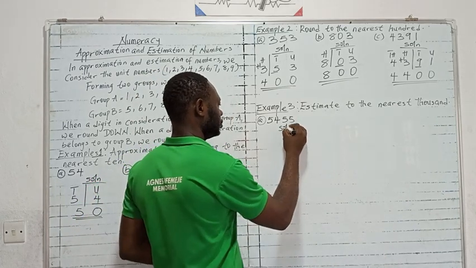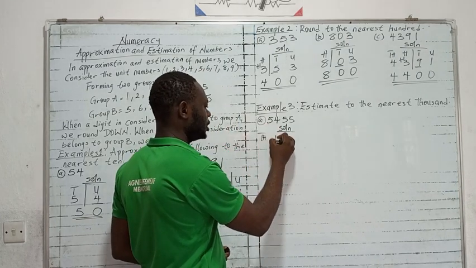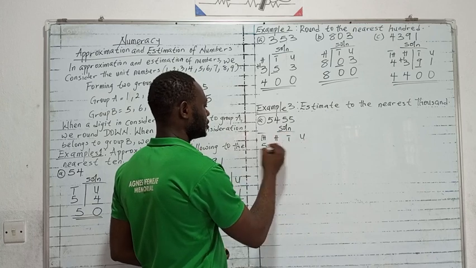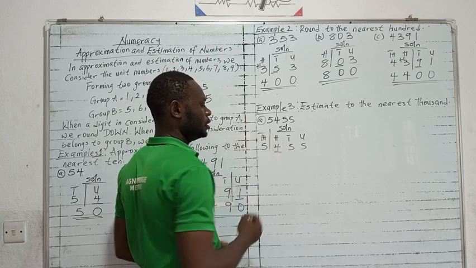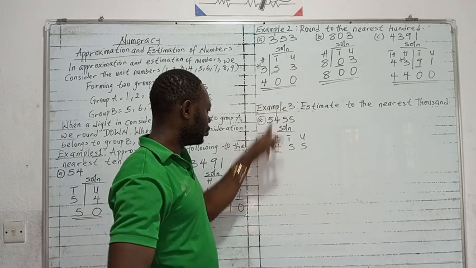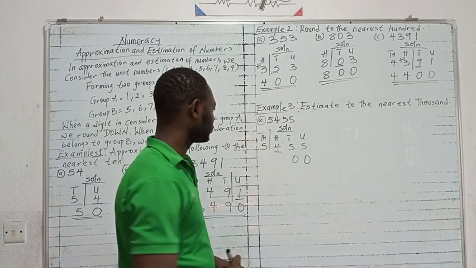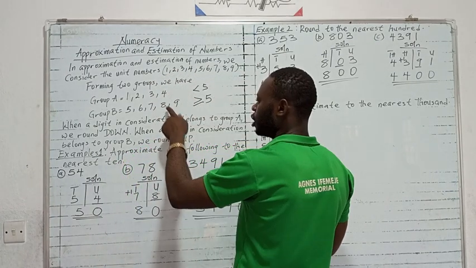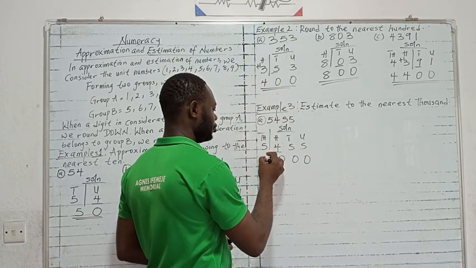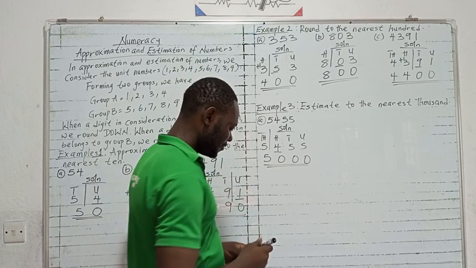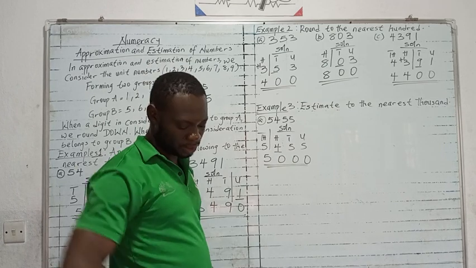So, solution. What's the first thing to do? Arrange this in place value system. I have thousands, hundreds, tens, and units. Rounding to the nearest 1,000, we consider the 100. And remember what I said. Once you've made your strokes, the tens and units, every number here becomes what? 0. 4 is in what group? Group A or Group B? Group A. So we round down. 4 will become 0 and we bring down 5. Meaning that 5,455 rounded to the nearest 1,000 is 5,000.